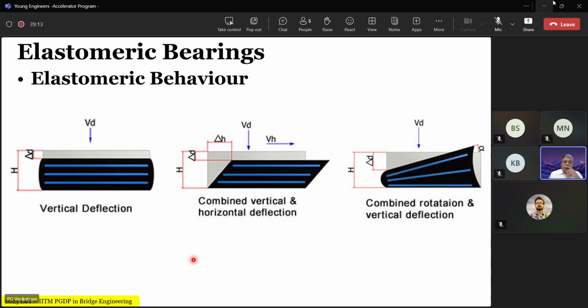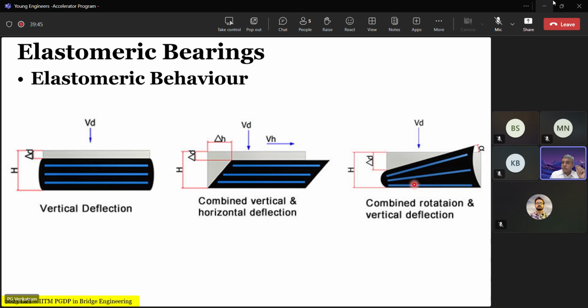Now, how does the structural behavior of the elastomeric rubber bearing take place? Under vertical load, the whole thing compresses and you have a bulging. Under horizontal load, VH, it shears like this. And if you have a vertical load, it also compresses simultaneously. And if you have a vertical load with an eccentricity, which is equivalent to a moment, then there is a differential compression and the rotation is attached.